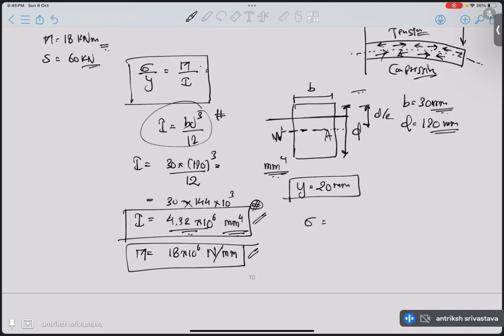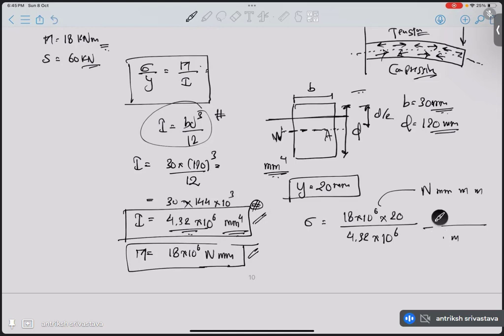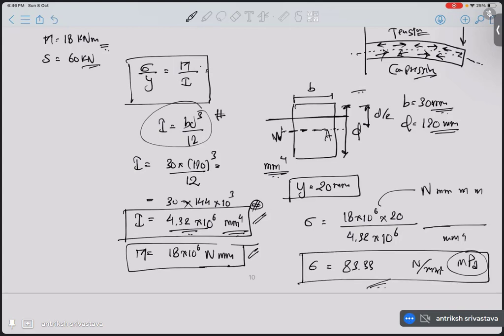Putting these things into this equation, we can easily calculate our sigma. So I'm just going to write it here. If you can tell me what is the sigma, it will be great. So this is Newton. Oh, my apologies, this is Newton mm, Newton mm into mm divided by mm power 4. So the unit is Newton per mm square, that is megapascal. And the value is 83.33, correct. 83.33 megapascal, Newton per mm square.